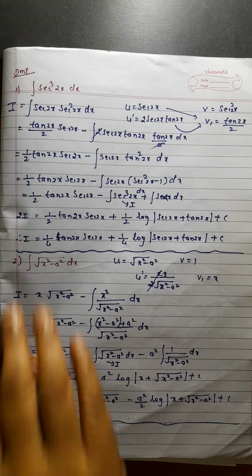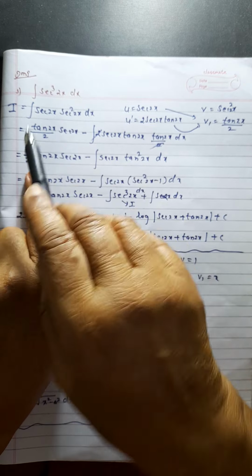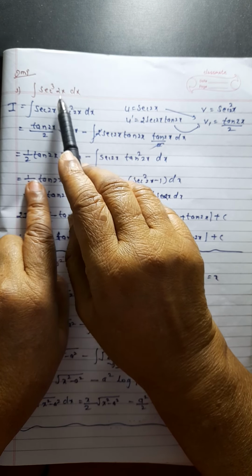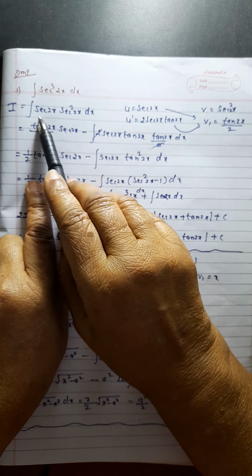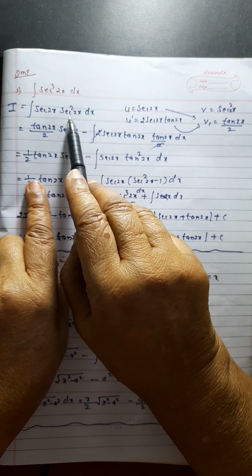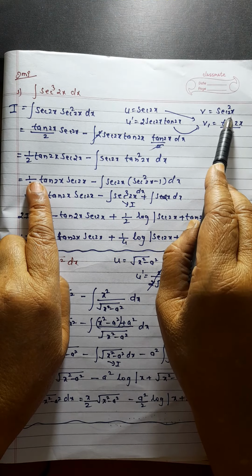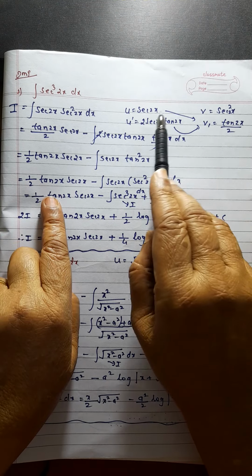Now, another important problem usually asked is sec cube 2x. Long time ago I told you this will be done by parts, so we'll do it. Sec cube we will write as sec 2x into sec square 2x. So I'll take u as sec 2x and v as sec square 2x, because I know the integration of this.